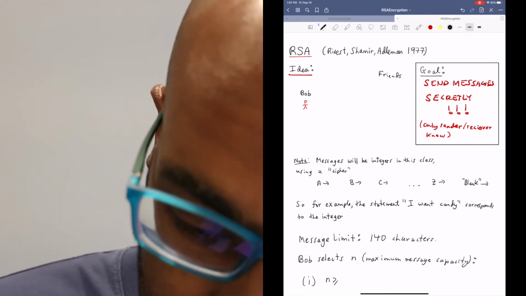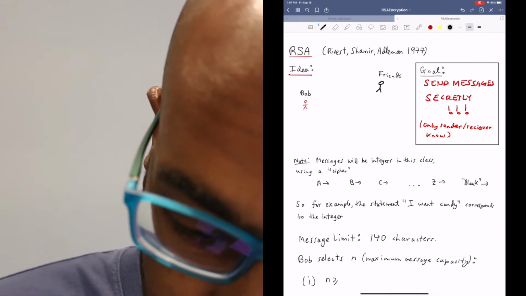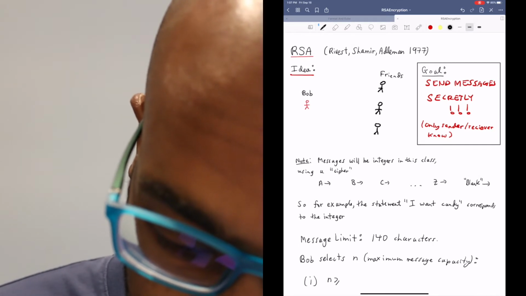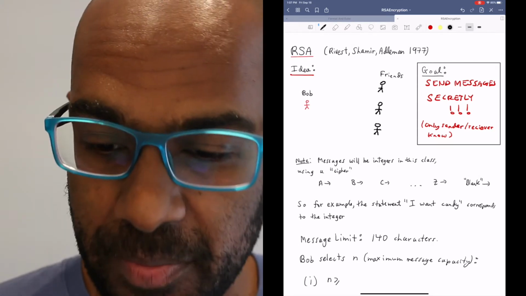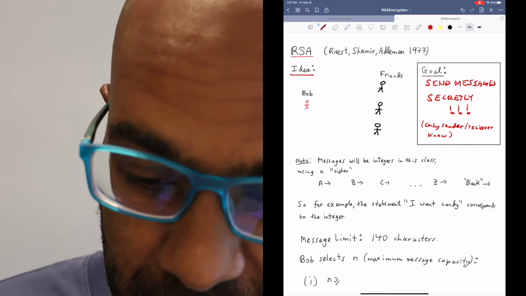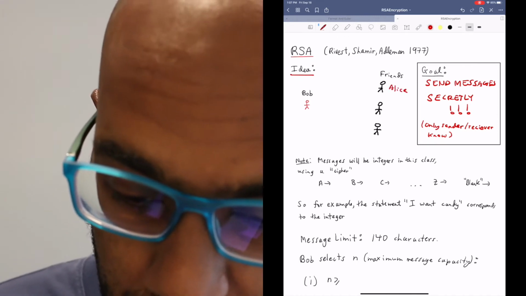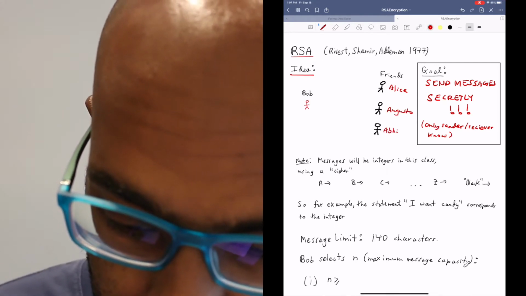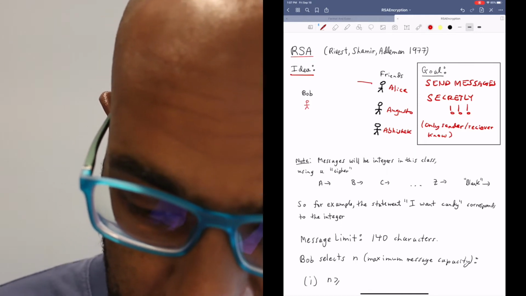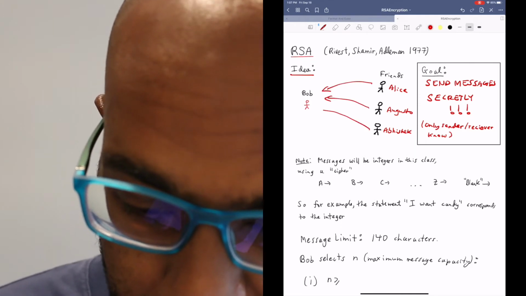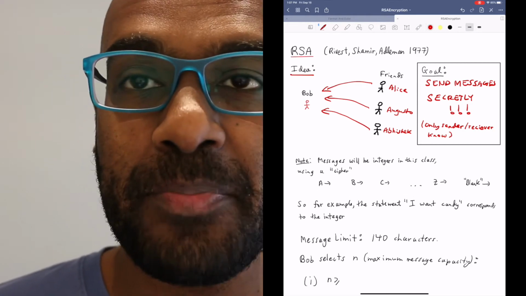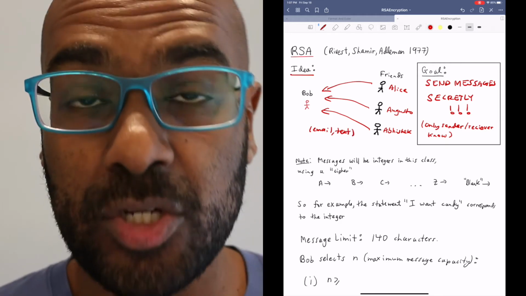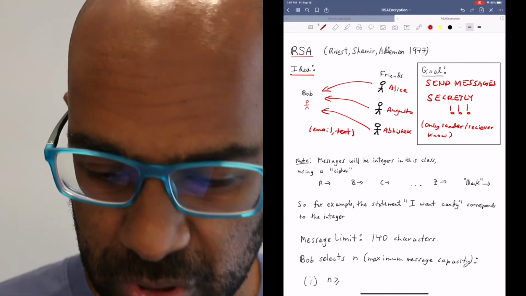Okay, so imagine you had Bob, who has a bunch of different friends, and Bob wants a secure way of sending messages or receiving messages from these different friends. So you might have a friend like Alice, or Augusto, or Abhishek. Okay, and these messages are being sent to Bob over some kind of public channel. So they might be messages like text or email, and somebody could try to intercept them and try to figure out what those messages are.